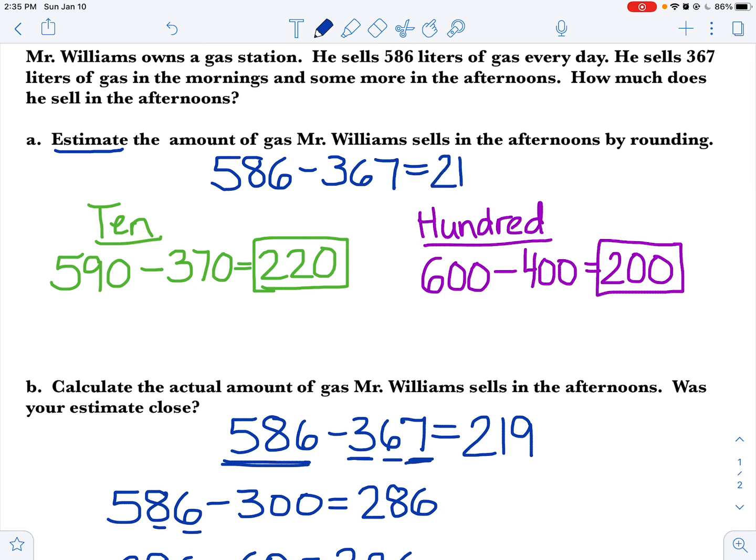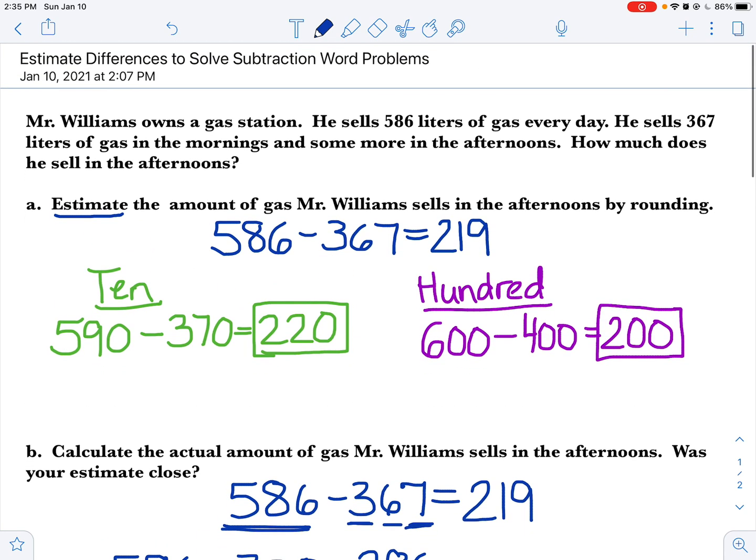I'm going to put it right back up here, and let's compare to our estimates. I said when I rounded to the nearest 10 that he sold about 220 liters of gas in the afternoons. Wow, guys, one off. Our estimate was super, super close to the exact. When I rounded to the nearest 100, I wasn't quite as close, but I'm still pretty close. I was only 19 off. So this tells me that I'm probably on the right track with my exact answer, and my estimates gave me a pretty close guess of about how much Mr. Williams sells in the afternoons.